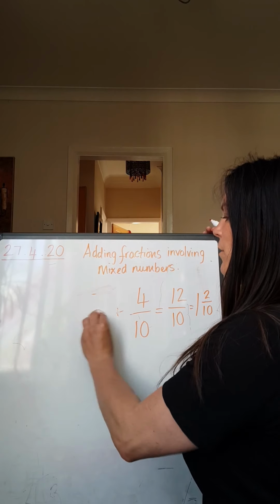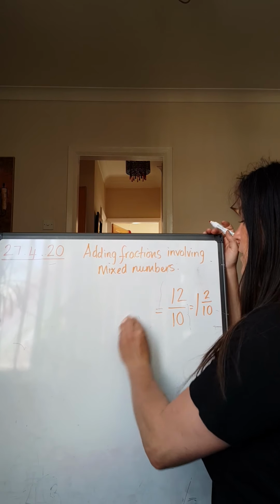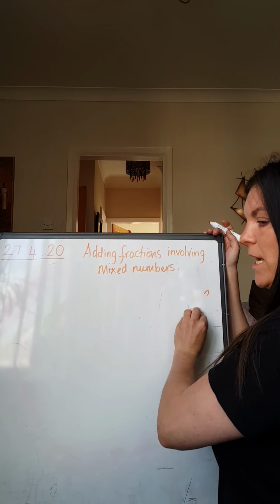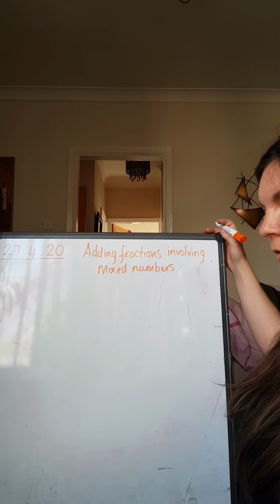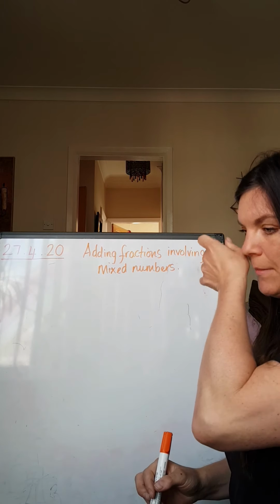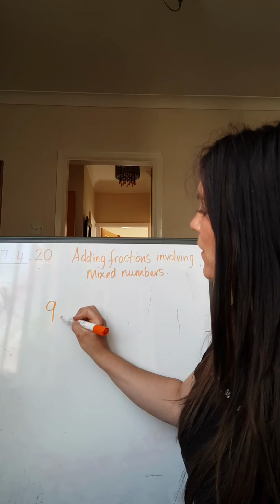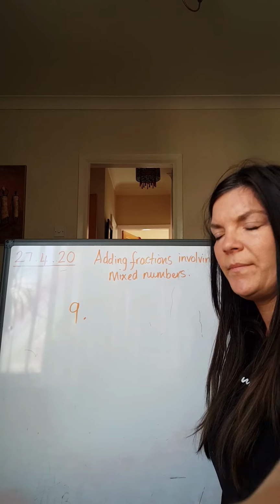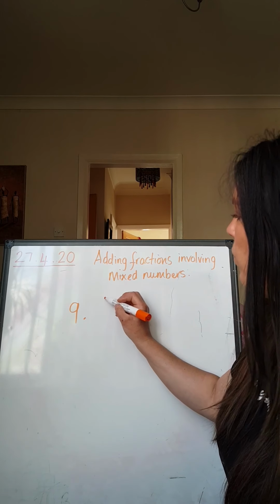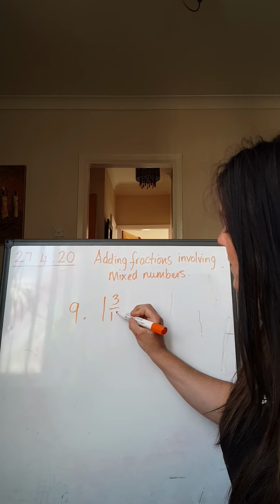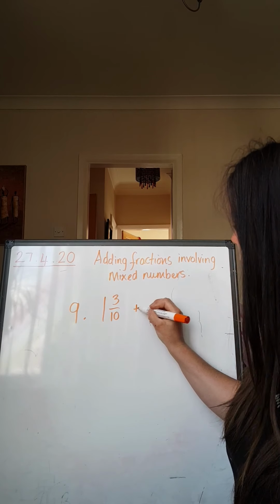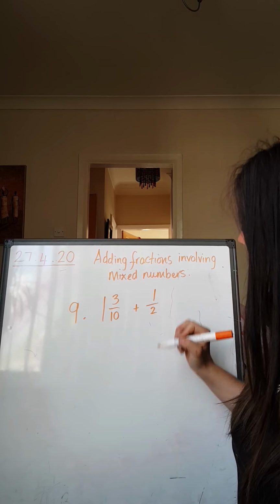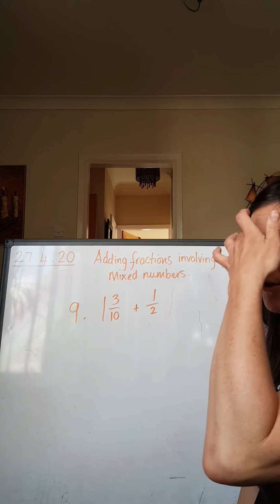Now, I'm going to go through the answers to question 9, 10, 11, 12. And then I'll do the mega challenge as well. So question number 9 on Monday's home learning. Let's hope the phone hasn't moved there. So I've got 1 and 3/10, and I need to add 1/2. Now I'm going to do the change first.